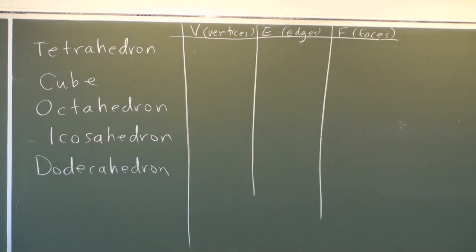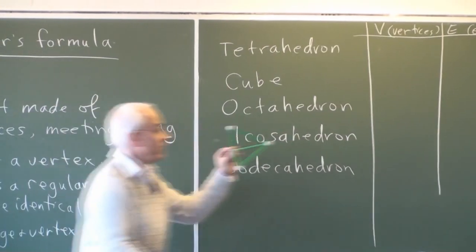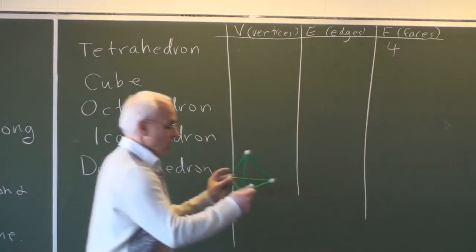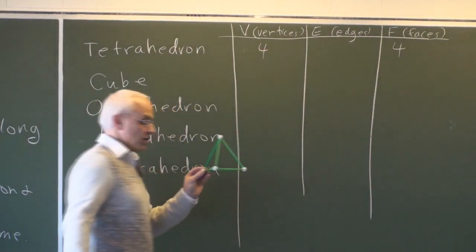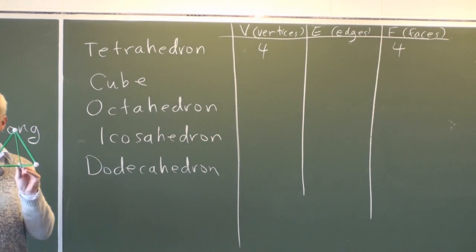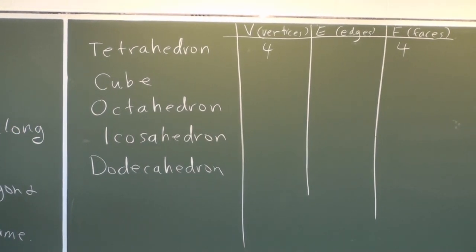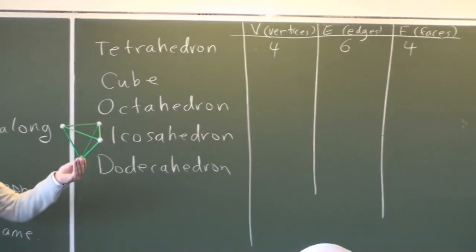Okay, so the simplest one perhaps is the tetrahedron, made out of 4 equilateral triangles. So it has 4 triangular faces. It's got 4 vertices, and it's got, well, an edge from each vertex to another. So there's 4 choose 2, or 6 edges. That's a tetrahedron.